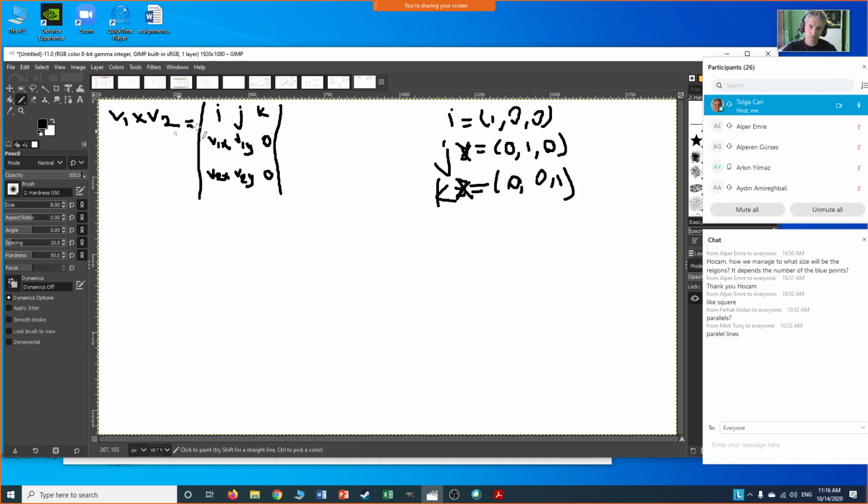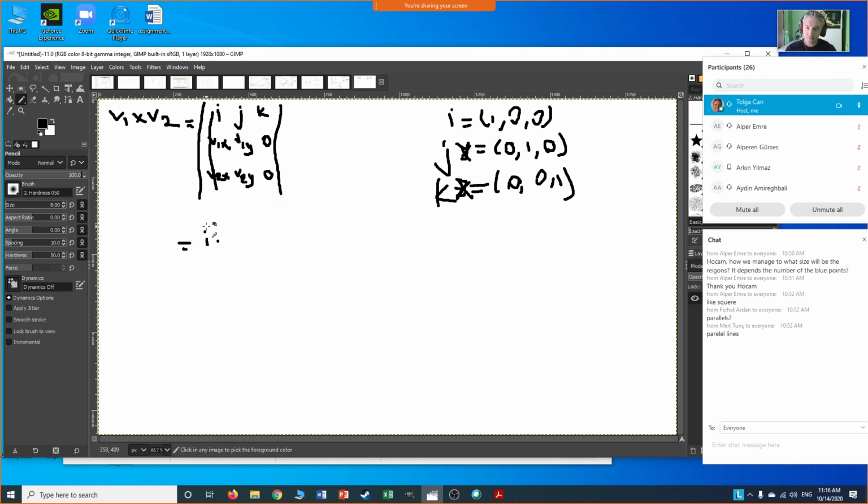In order to find the determinant of a 3 by 3 matrix, the technique that we use is something like this. We cross out every row and column one by one. For the first element in the first row, it's going to be i times the determinant of a 2 by 2 matrix. So when you say i times, you cross out the column and the row, which gives you v1y times 0 minus v2y times 0. Since both of them are 0, it will be a 0 here.